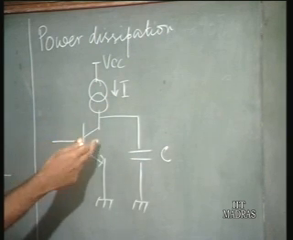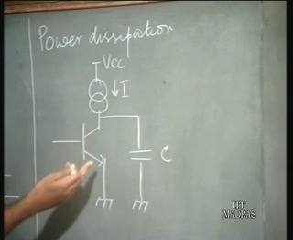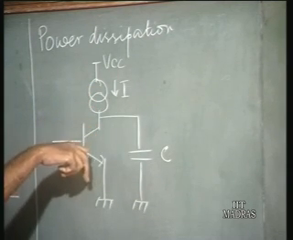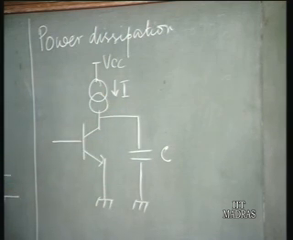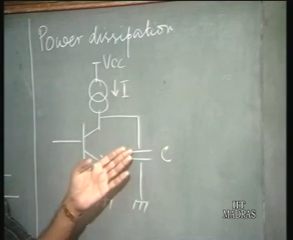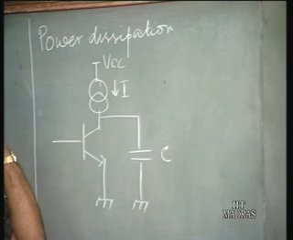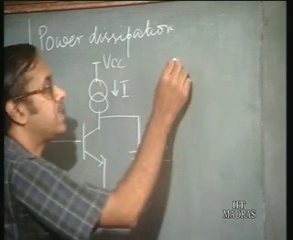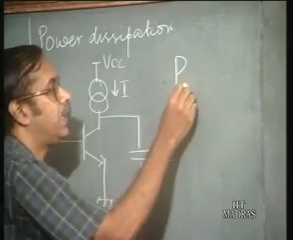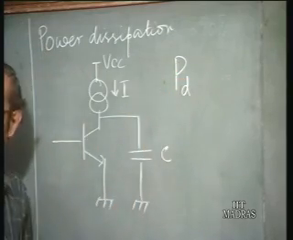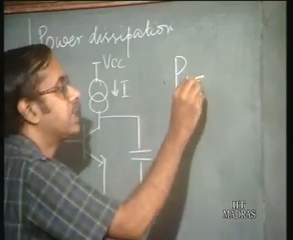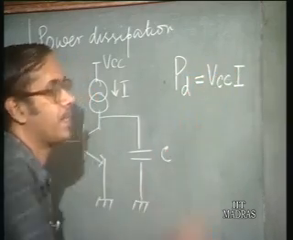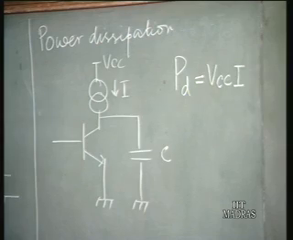And when the transistor is cut off, what happens? The current cannot flow into the transistor, it goes into the capacitance and charges the capacitance, and the output voltage goes high. In such a situation, if you look at the power dissipation, suppose we call this PD, the power dissipation is given by VCC into I.